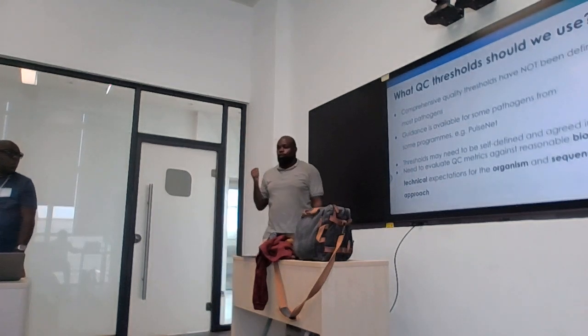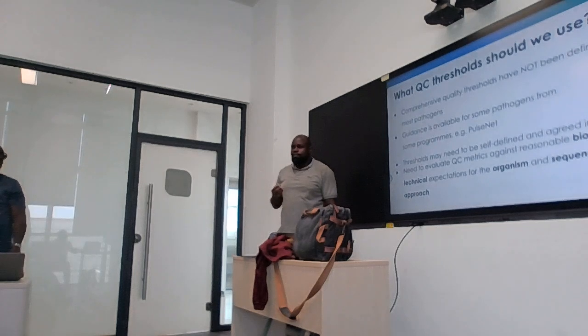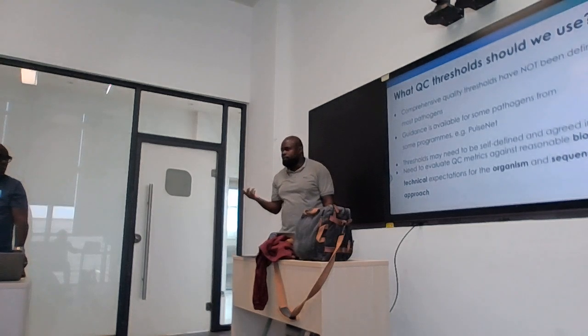Now, we have talked about a few quality thresholds. For example, Q30, minimum length 70 or 100. The question is, who sets these quality thresholds?